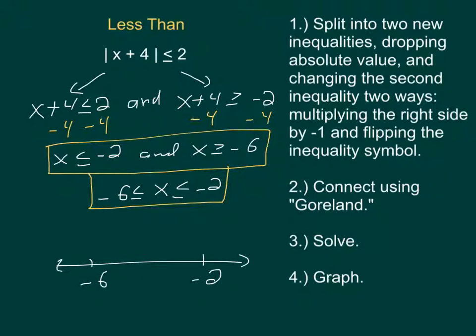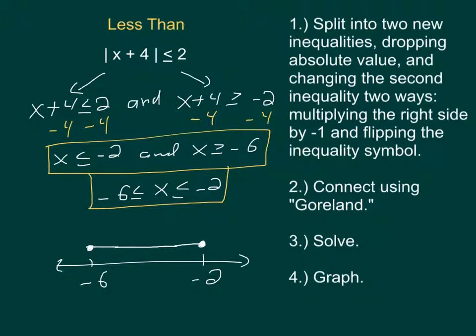Now this is an and. Because it's or equal to in both cases, I'm going to fill in the circles. And then x is greater than or equal to negative 6 would come to the right. X is less than or equal to negative 2 would go to the left. And again, it is an and, so I'm interested in where they overlap, or specifically where they connect. And that's the graph that we would have for this problem.